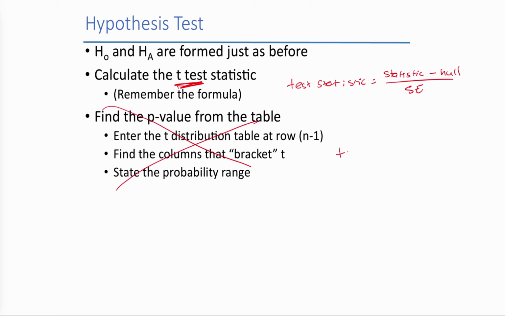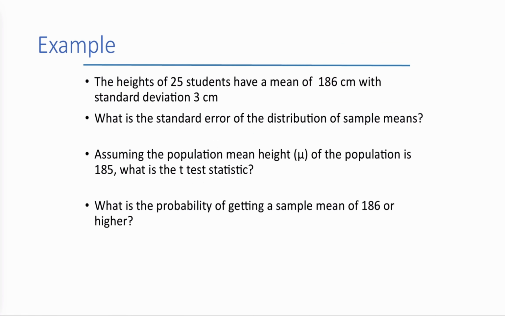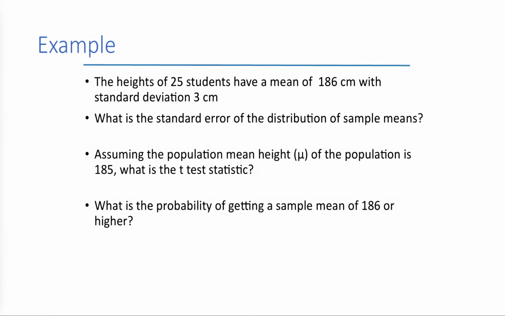You have a function on your calculator that's called tCDF. It's like the normal CDF, but for a t. Lower bound, upper bound, degrees of freedom. And then you state your conclusion. So, same four steps as our hypothesis test for proportion. The only real difference is that it's a t instead of a z.